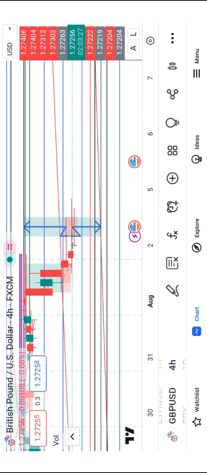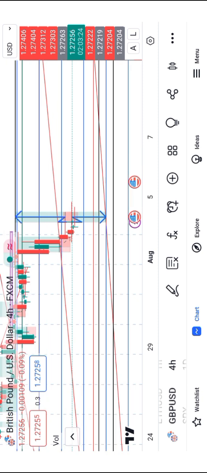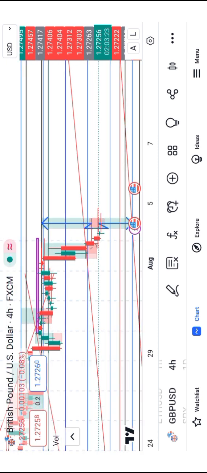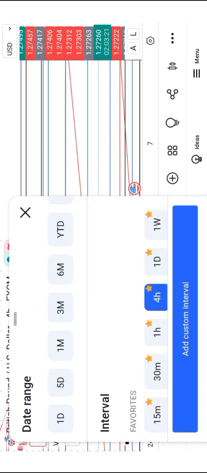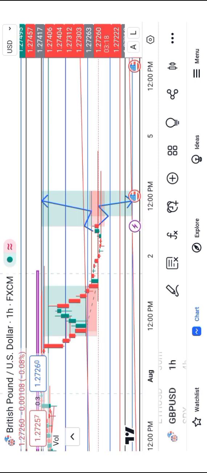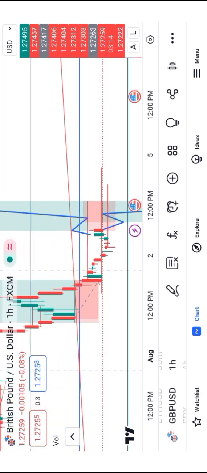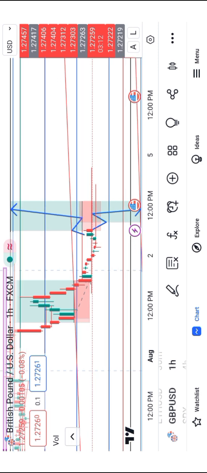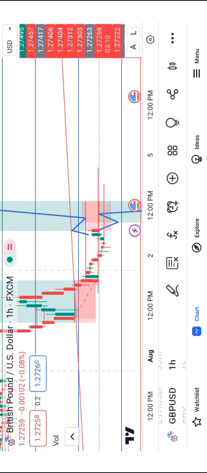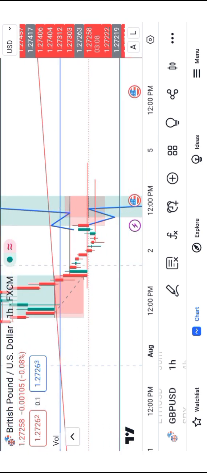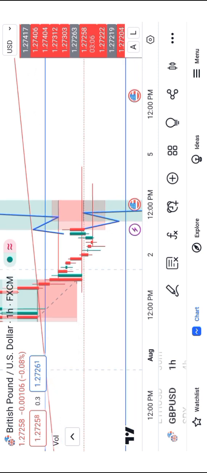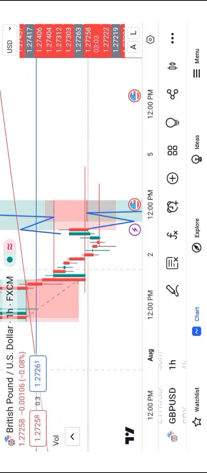So guys, let's see what price will do. But just like I said, I am on the buying side. My bias is to buy. I will only change my bias if price breaks that level below. If price breaks this level below, that is where my bias will change. For now, I'll be on the buy side.